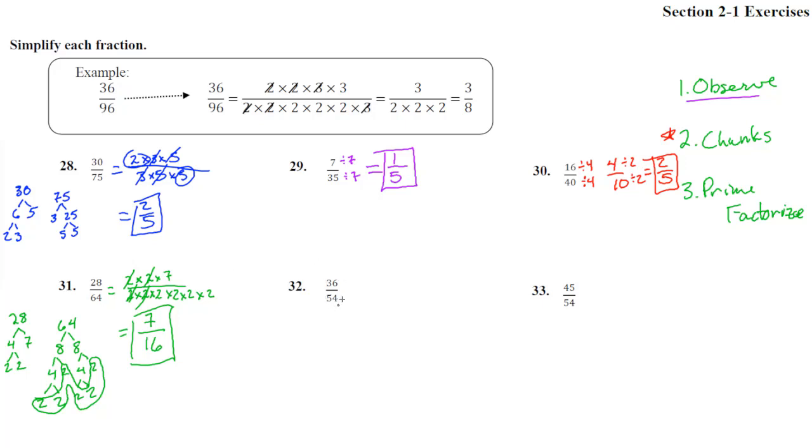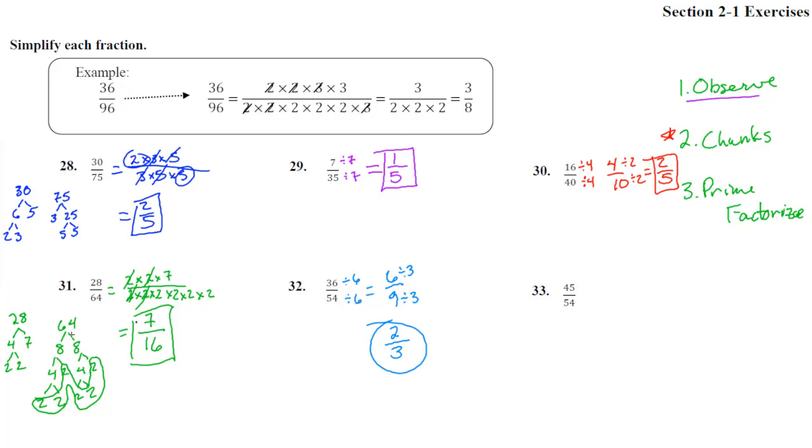All right, number 32. Now, these look familiar. Let me see. 6 times 6, but it's also 4 times 9, and that's 6 times 9. Oh, so we can take a 6 out of top and bottom. That means we get 6/9. Now, can we take out any more? Yeah, 6 and 9, they're both in the 3 times table. So we can divide by 3, and we end up with 2/3. Cool, I like that one.